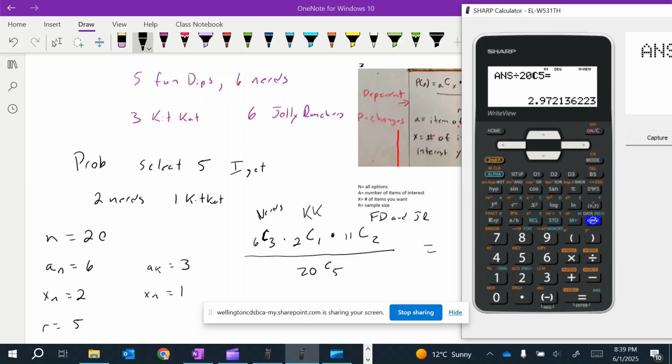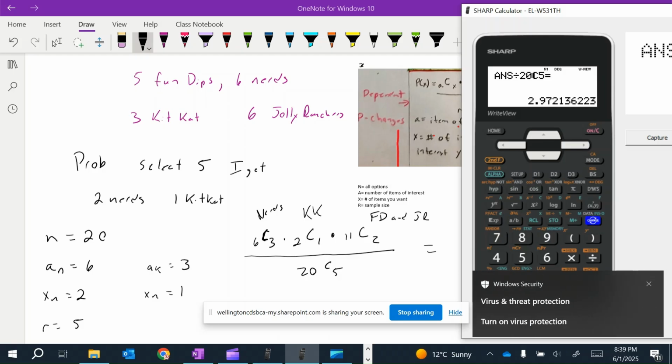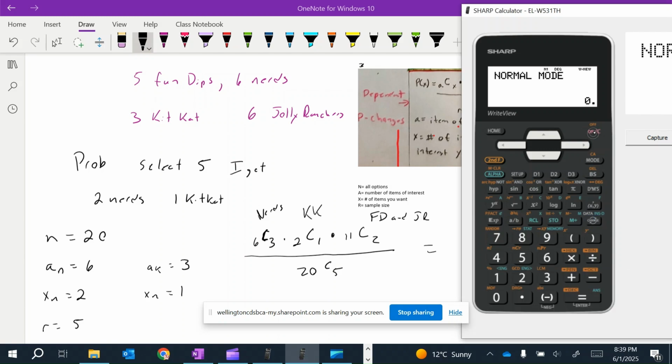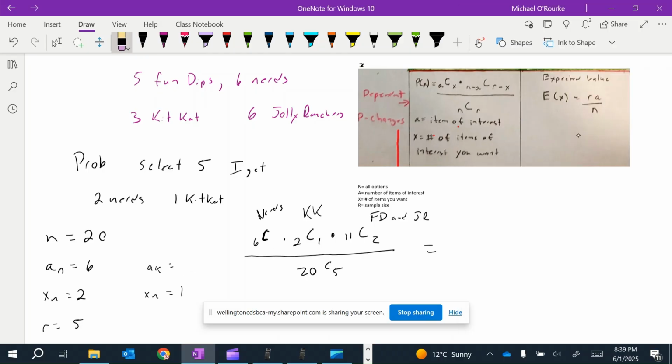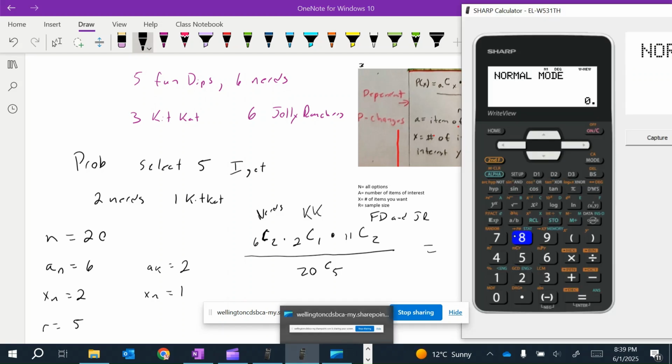And we get a number we shouldn't get. Let's try that over again. 6C3 times 2C1 times 11C2. Oh, we picked more than 5 things. That's supposed to be 2 Nerds. Oh, that's okay. That should be 2, which makes that 2. 2 Nerds, 2 Nerds. Now it's 2, 3, 4, 5. Okay, there we go.